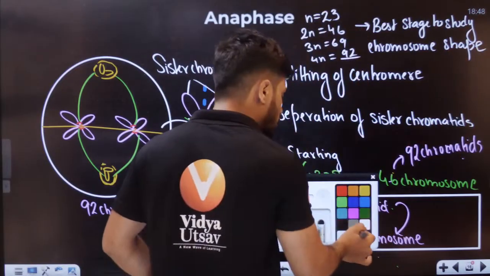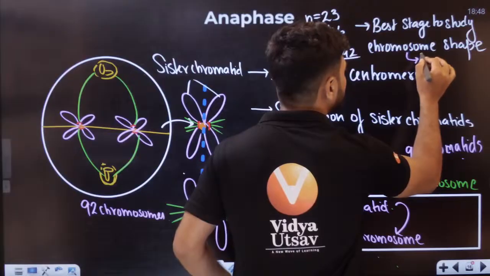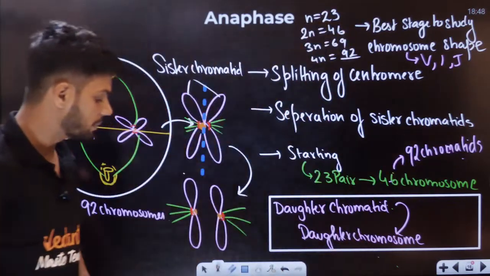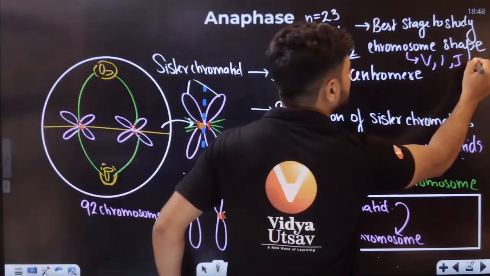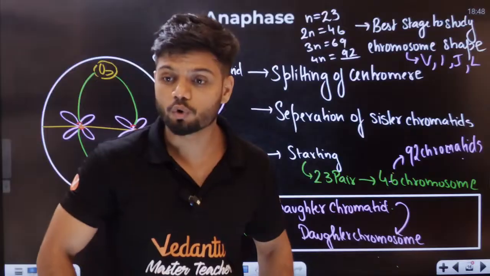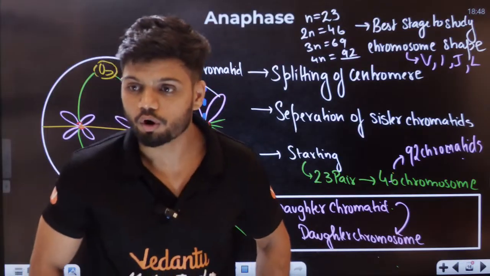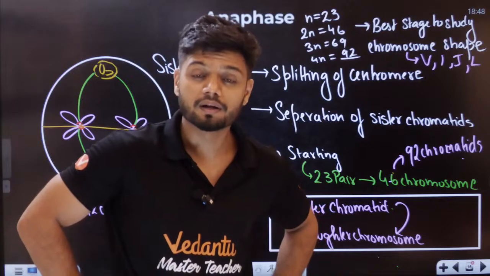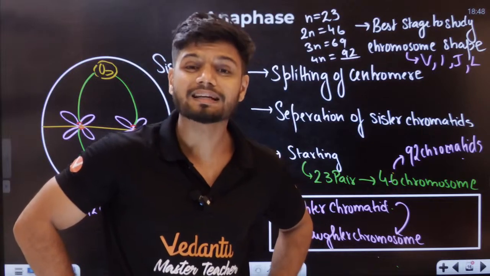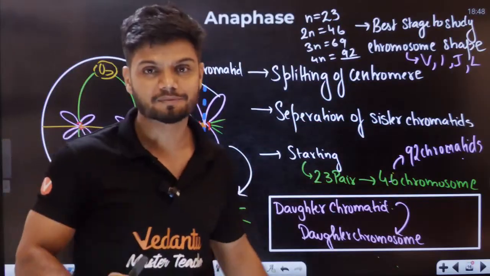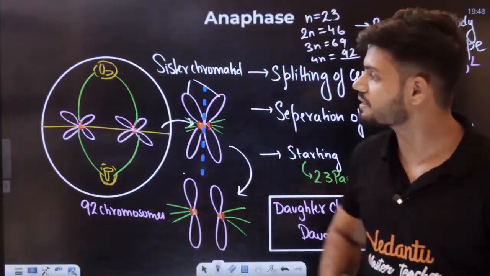Now, what do I mean by chromosome shape, students? Do all of you remember V shape, I shape, J shape? Do all of you remember the L shape, metacentric, submetacentric, telocentric, acrocentric? All that can be studied at anaphase right now, students.